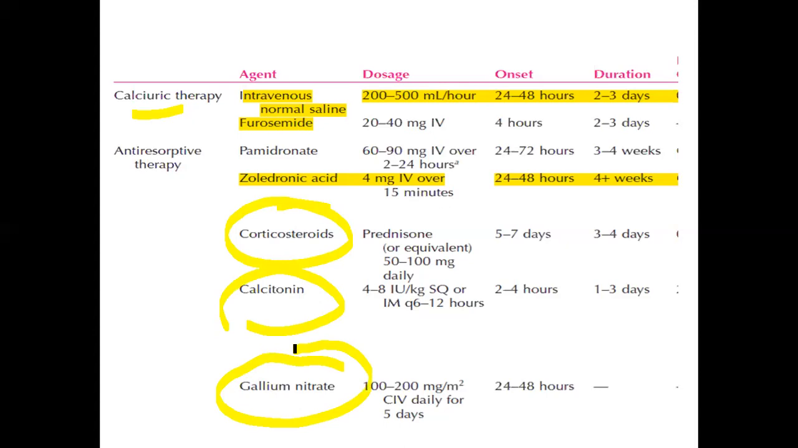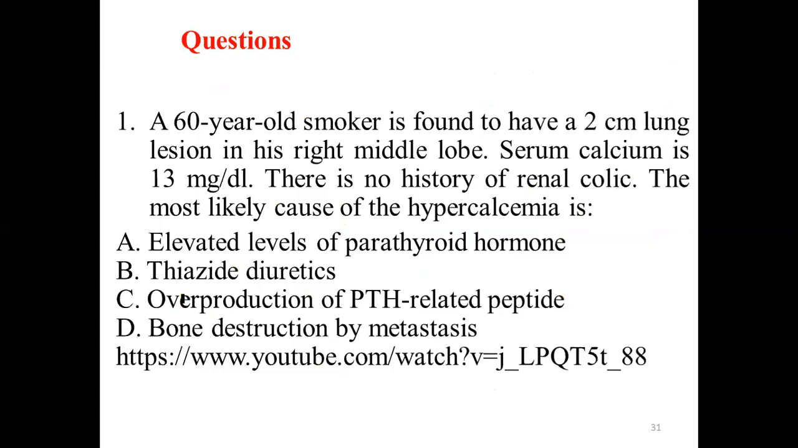Can you see the onset of action of zoledronic acid? It usually starts 24 to 48 hours later. Calcitonin starts to work 2 to 4 hours after administration. That is the essence of giving calcitonin when a patient's calcium level is very significantly elevated.